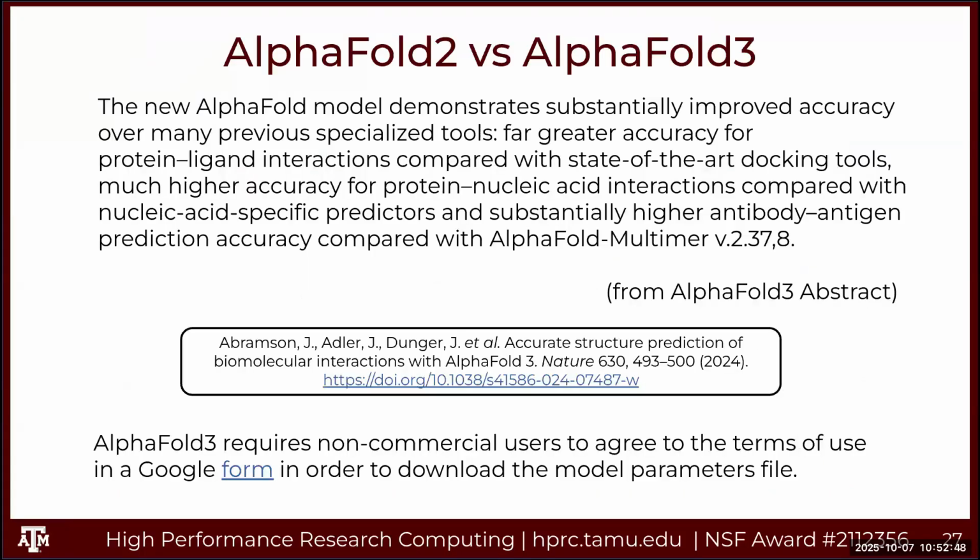So AlphaFold 2 versus AlphaFold 3, this is from the AlphaFold 3 abstract. One of the main differences is that AlphaFold 3 allows you to compare other interactions like protein ligand interactions. And it has higher accuracy.